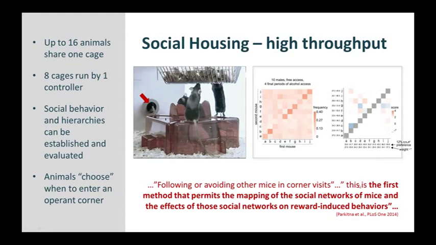Dr. Paquin used the IntelliCage in his recent paper and claimed that this is the first method that permits the mapping of the social network of mice, and he investigated the impact of this social hierarchy in reward-induced behavior.